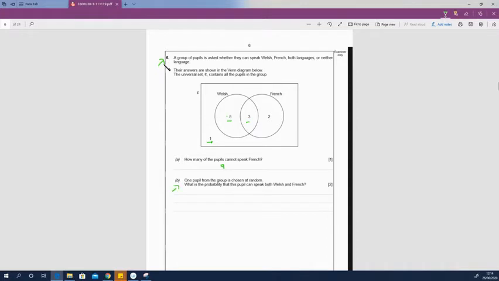Part B, one pupil from the group is chosen at random. What's the probability that this pupil can speak both Welsh and French? So the probability is there's 3 people who can speak Welsh and French. So probability, the top half of the fraction is 3, the number of successful outcomes, out of a total of how many pupils in total were there? Well, there was 1 and 8 is 9, and 3 is 12, and 2 is 14. So there were 14 pupils. So the probability is 3 out of 14.